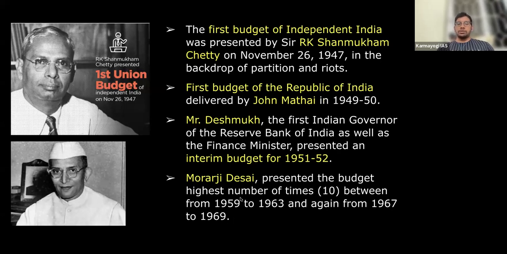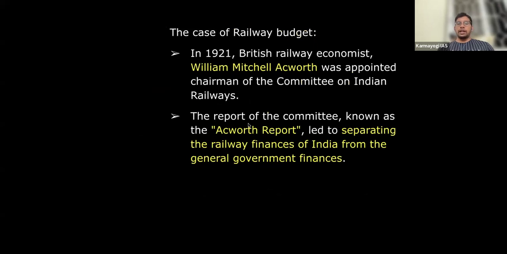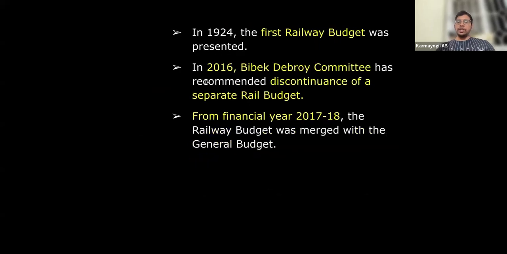Okay, so this is about the budget. Yes, in 1921, the British appointed the William Mitchell Acworth Committee to see if there was a requirement for a separate railway budget, and yes, it recommended a separate railway budget. Anyhow, it was discontinued after the Bibek Debroy Committee recommended discontinuing it in 2016. So from the 2017-18 financial year, we don't have any railway budget.